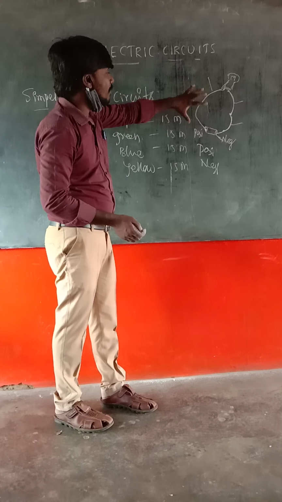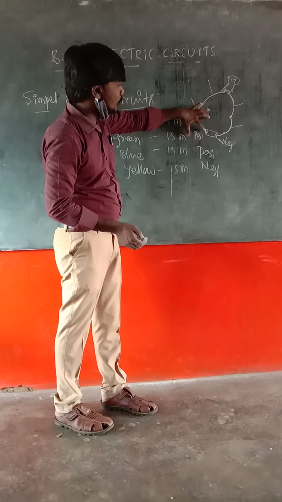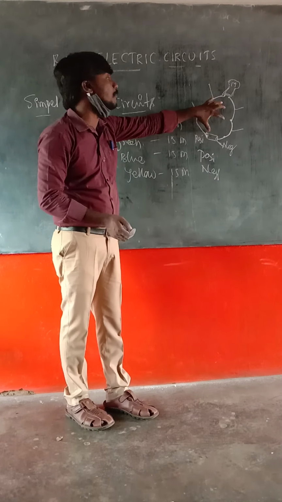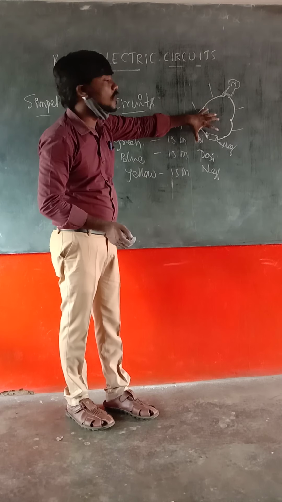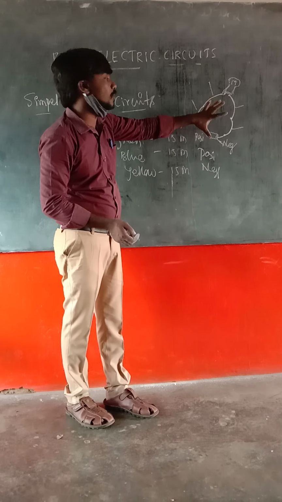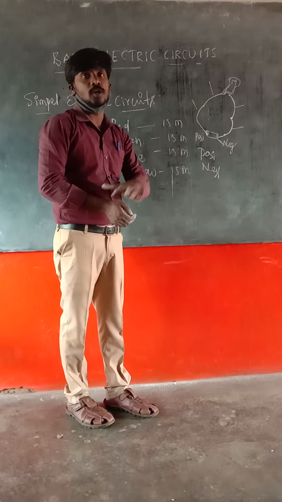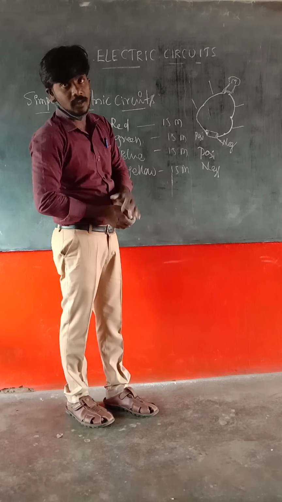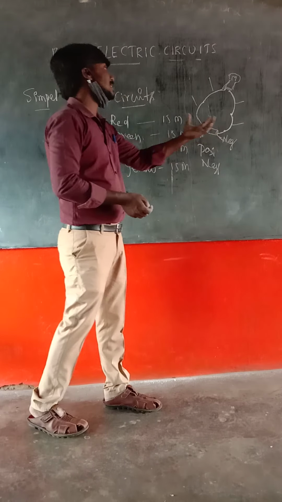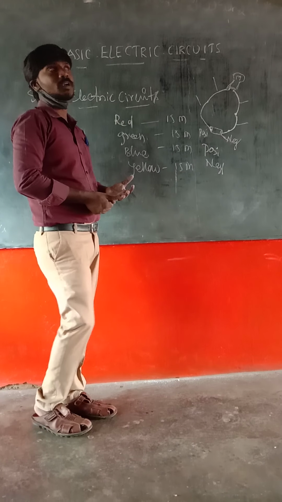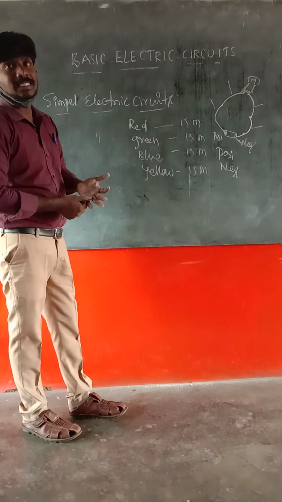Why? Because we need a positive terminal and a negative terminal to get the supply. Otherwise there is no supply, so the bulb will not glow. Okay, is that clear? So that is called a simple electric circuit.